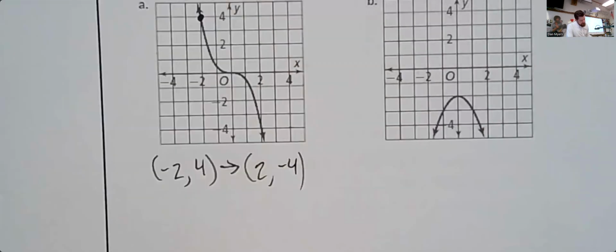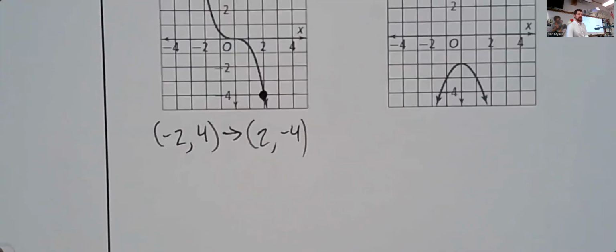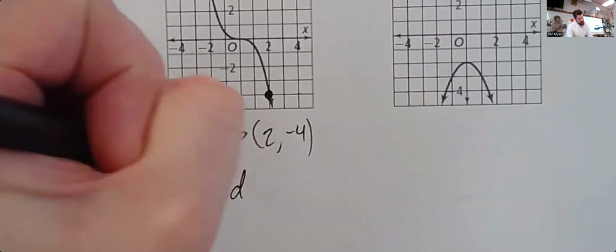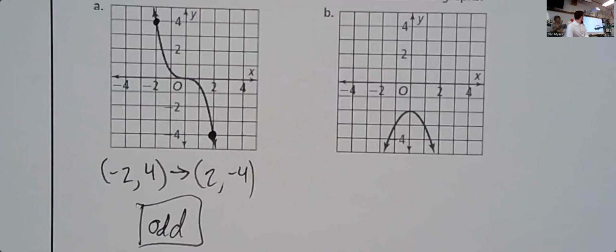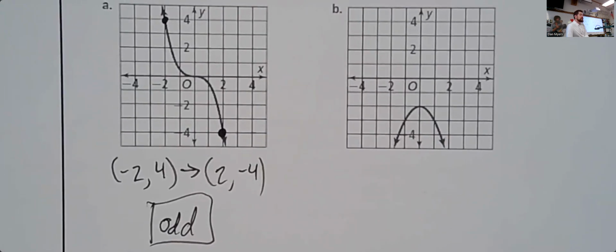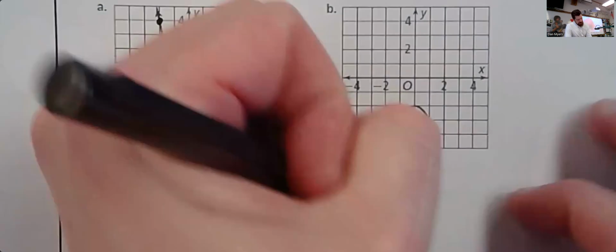All right. 2, -4. Is 2, -4 on this graph? Yeah. All right. So what is it? Even or odd? Odd. All right. For B, what's the answer for B? Even. Yeah. B is even.